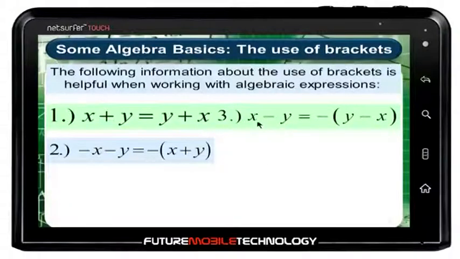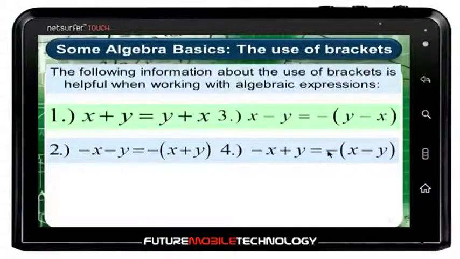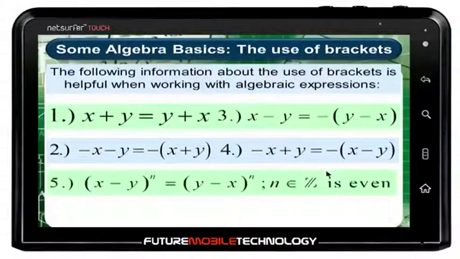Thirdly, if we consider x minus y as an expression, we may change this expression to y minus x by taking a negative as a common factor. In other words, to swap the order, when we have a negative between terms, we need to remember to take the minus 1 as a common factor. Number 4 is exactly the same, it's just that the order of x and y is now different. In number 5, this is an important property that we need to remember.